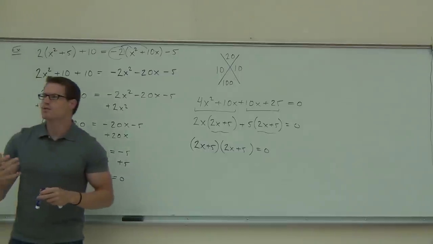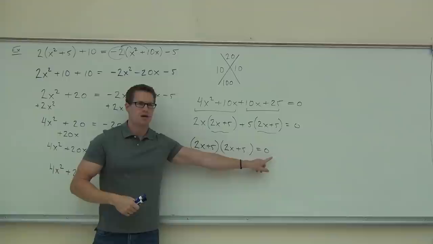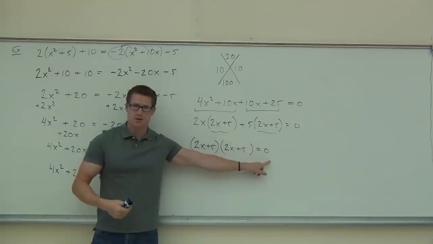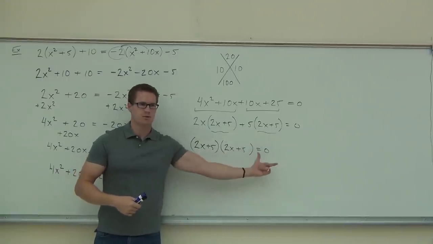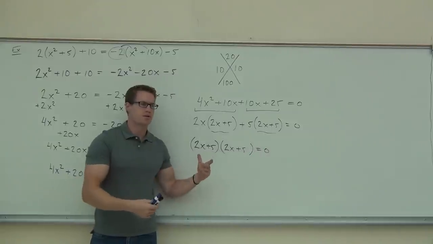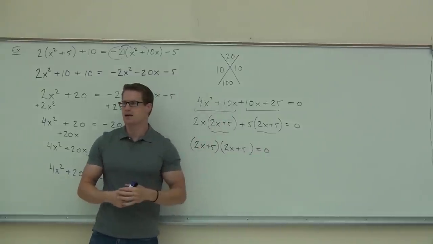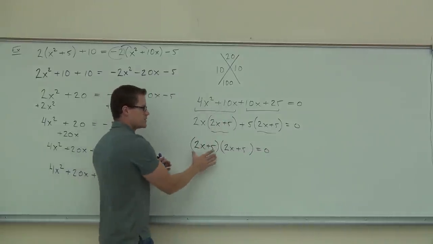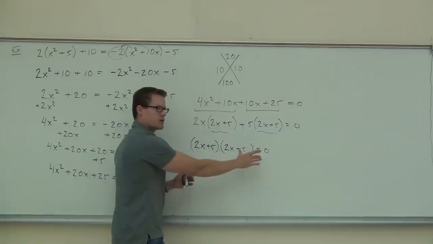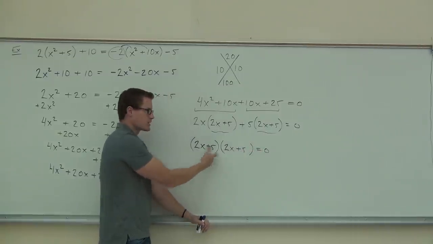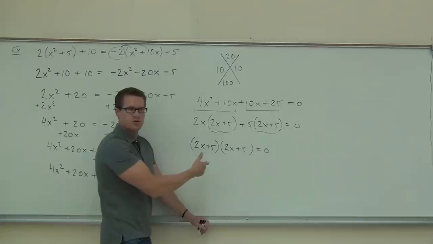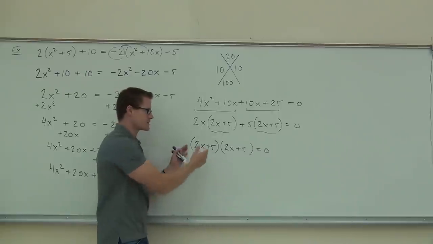Do you see now why we can't have a number over here? If we had a number here besides 0, the zero product property would not work. We wouldn't be able to set each of these equal to 0. So now at this point, this is what we did the last 2 minutes of class last time. We would say, okay, we have 2 factors. Each of them could be equal to 0. Now in this case, notice how they're both the same. We don't really have to show the work twice if we don't want to. I know they're exactly the same.